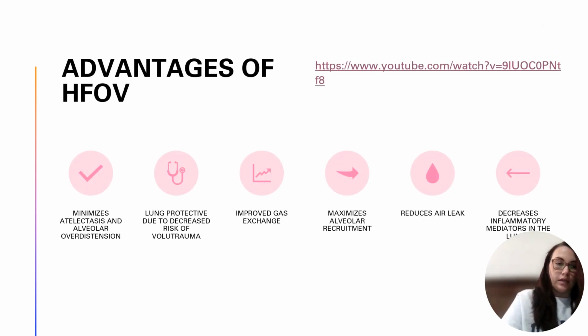Right, diving in a little bit more to some of the advantages. So you are looking at minimizing atelectasis. So all of those alveoli that you're having a hard time getting open, you can pop open, but you're also reducing alveolar overdistension. You're reducing volutrauma. You can have improved gas exchange, reduces air leaks, and it can also decrease inflammatory markers found in the lungs.